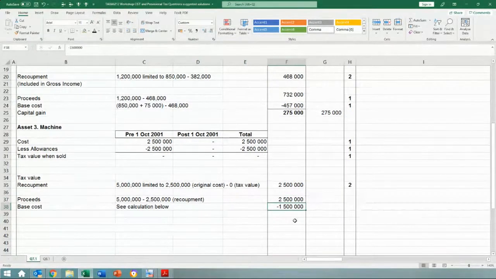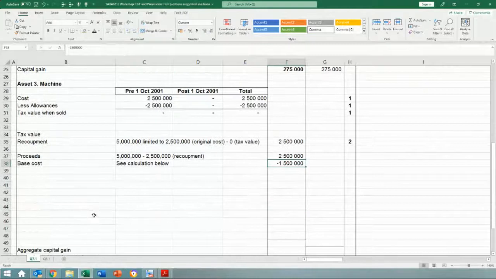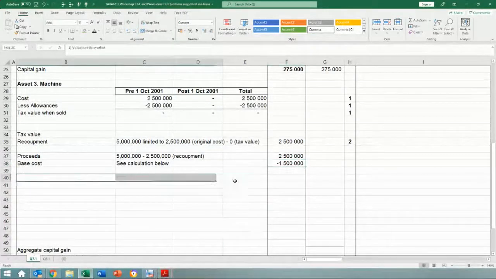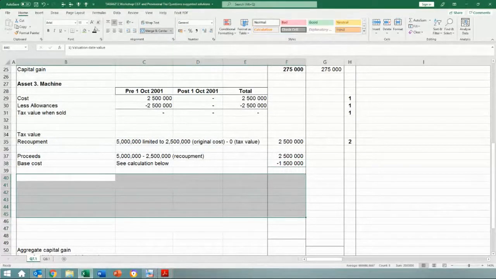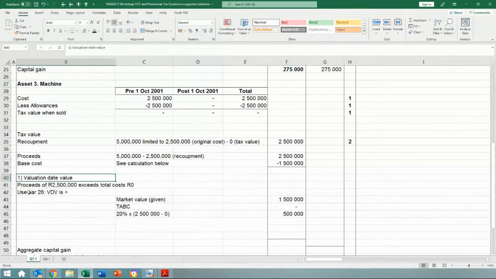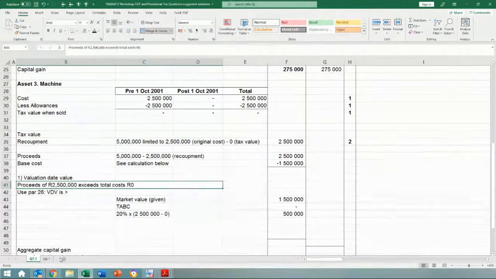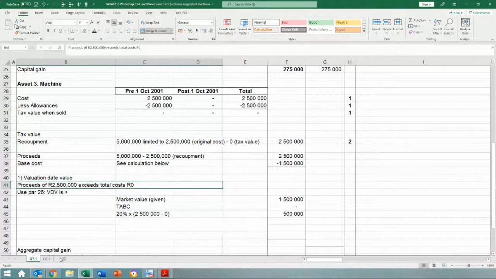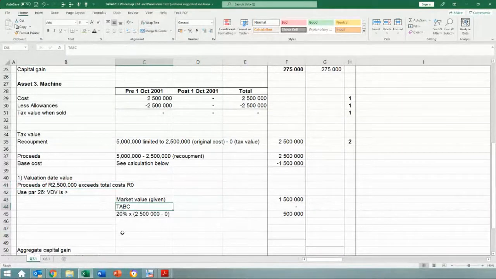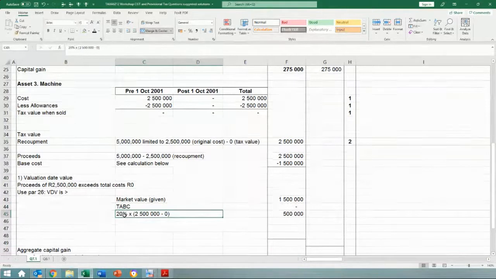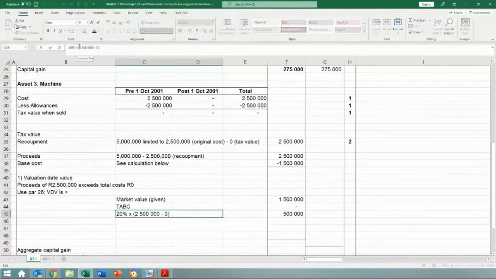Now the base cost would be 1.5 million, and how we've calculated that is based on the rules. The valuation date value, because the proceeds of 2.5 exceeds the total cost of 0, whatever the tax value is at that day, we will use the greater of the market value, your time apportionment cost method, or 20% of the proceeds. Let's just say proceeds here.